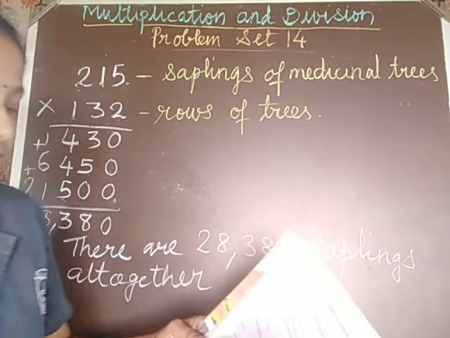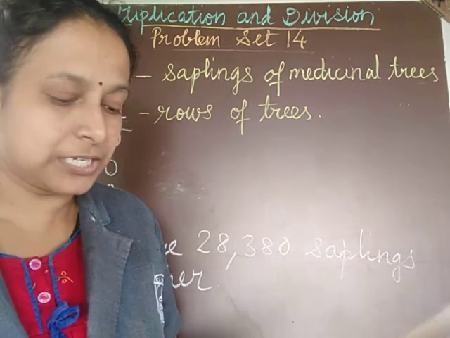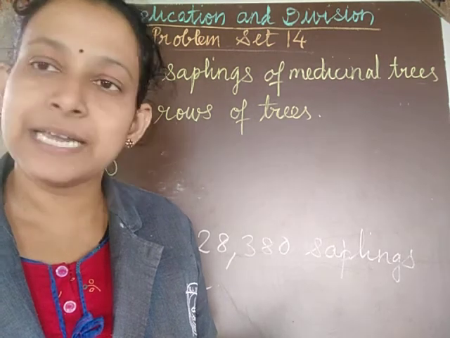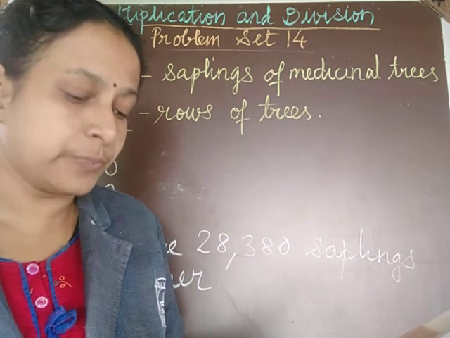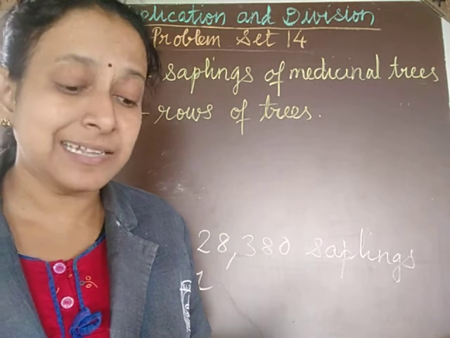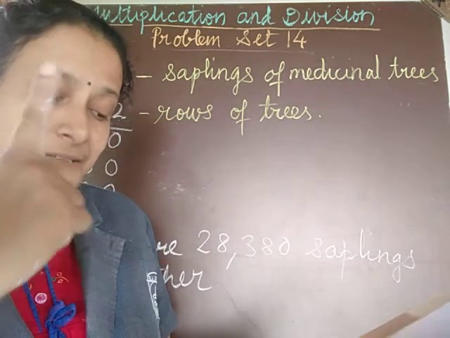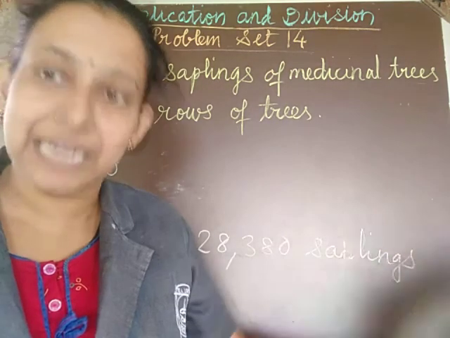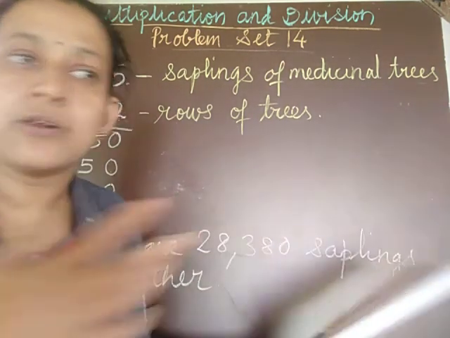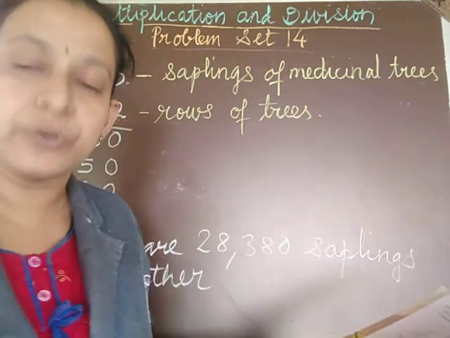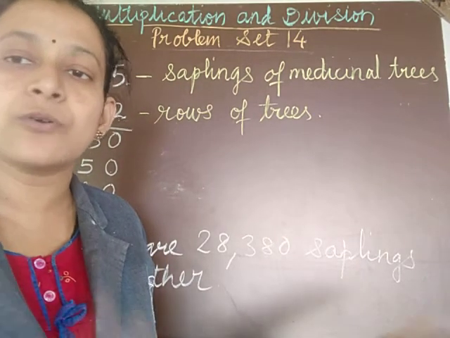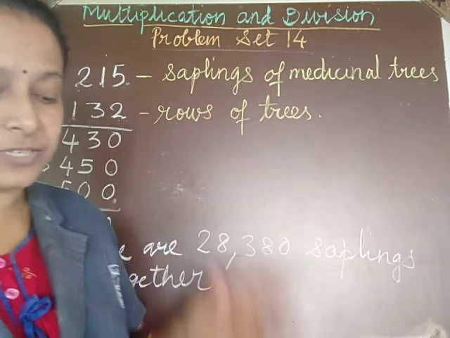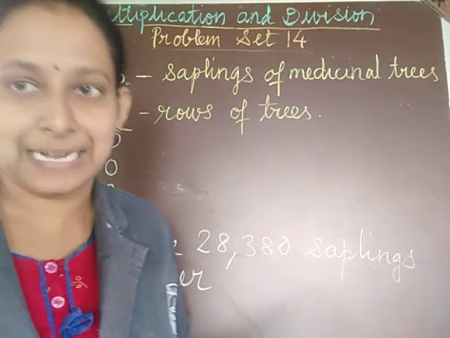Fine, students, so now let's go for the next question. The next question is: one computer costs 27,540 rupees. How much will 18 such computers cost? So if one computer is 27,540 rupees, and there are 18 computers like that, altogether what will be the total cost of all these 18 computers? That we have to find by multiplying 27,540 with 18. Is that clear, students?